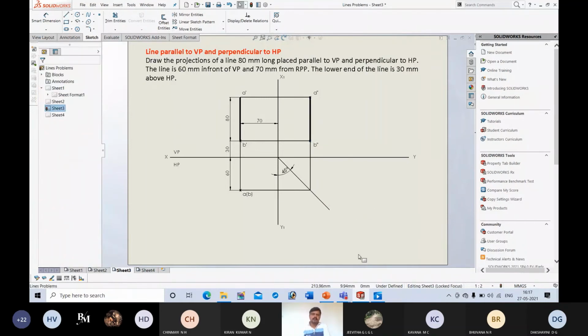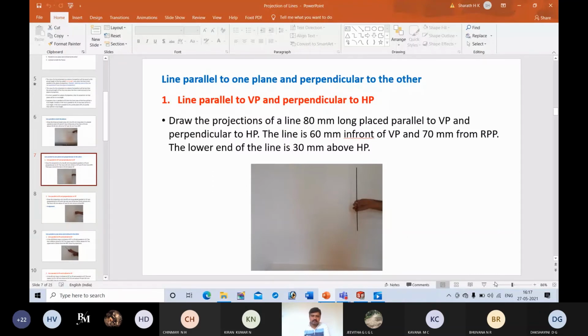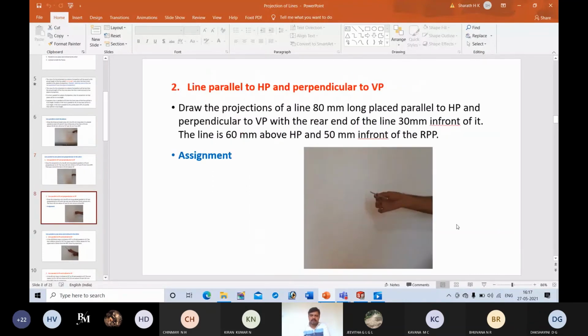Okay, so this is the solution for this problem. This is the front view, this is the top view, and this is the profile view. Next, I will consider one more problem, which I will give as an assignment. Draw the projections of a line 50 mm long placed parallel to HP.